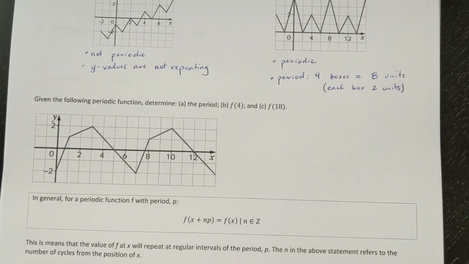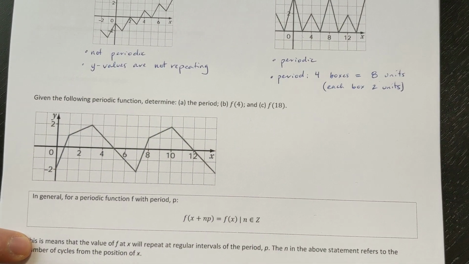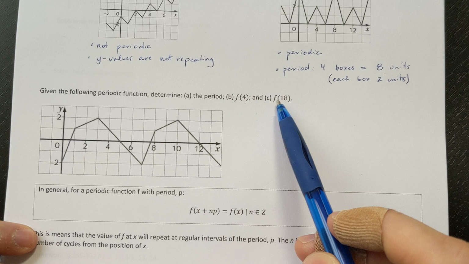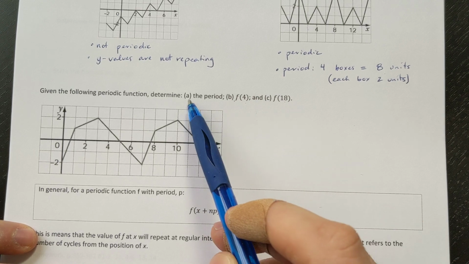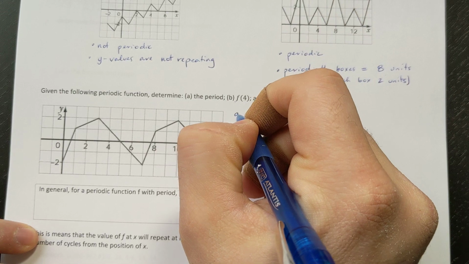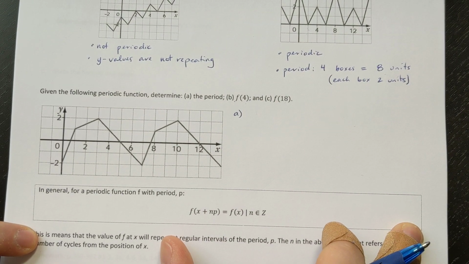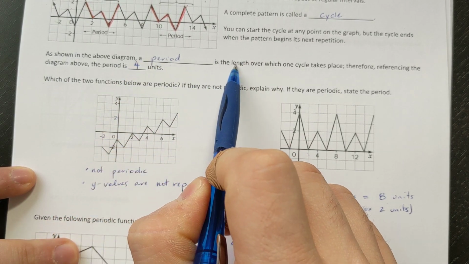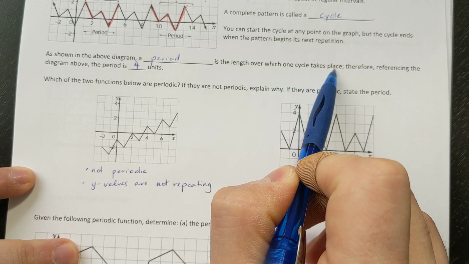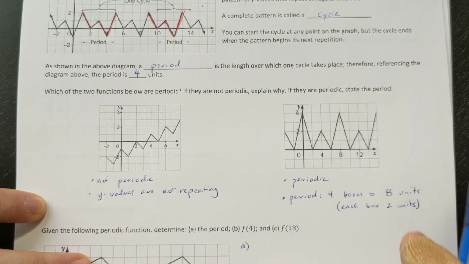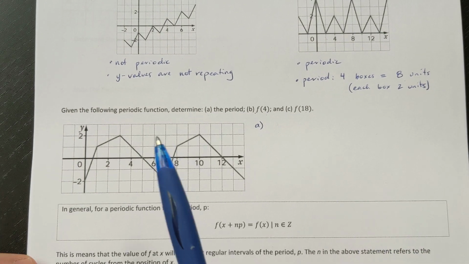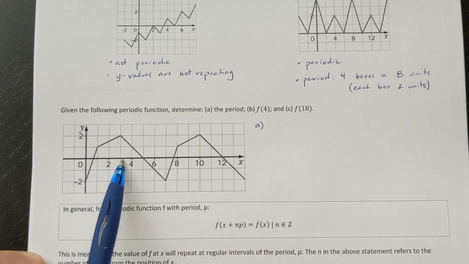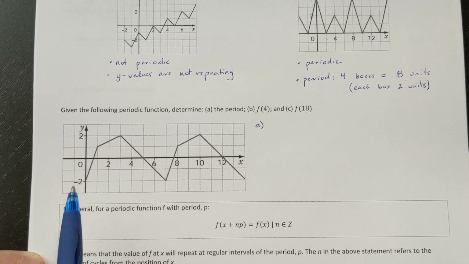All right, given the following periodic function, determine A, the period, B, the function at 4, and then C, the function at 18. Okay, so let's start with A. Let's determine the period. Well, we can redefine what the word period means by going back up here. A period is the length over which one cycle takes place. Okay, so I'm going to go back and look over here. What is the length over which one cycle takes place? Okay, each box represents one unit, so let's find the period.